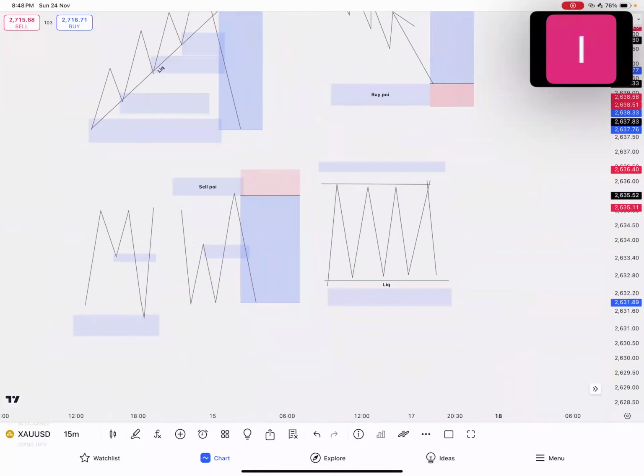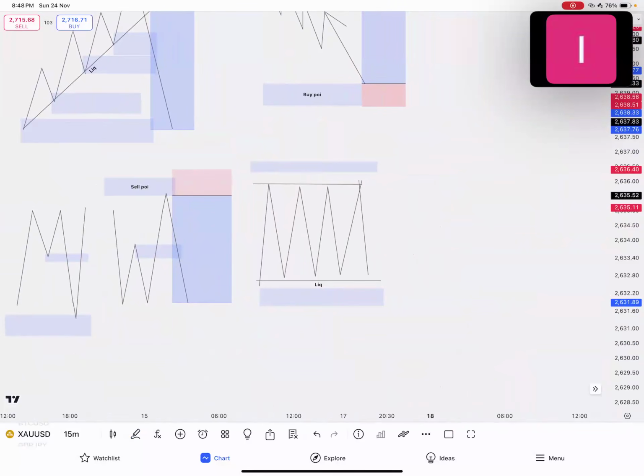But on a ranging market, when the market is ranging from both sides, liquidity is being accumulated on the upside and also on the downside. So the market will take out one and aim to take out the other one. For example, let's say this is the range. This is the ranging market. Resistance, support, resistance, support, resistance, support, resistance, support.